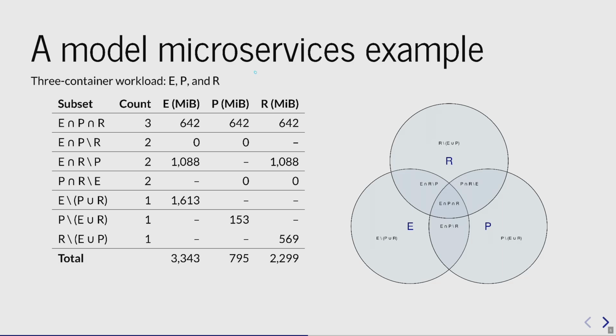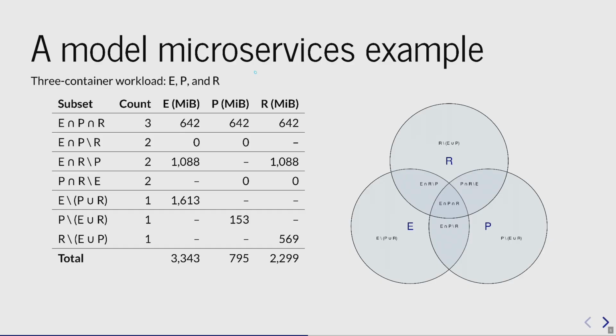So I'm going to provide an example of how this looks. So over here on the right, I've got an example Venn diagram of 3 container images. And we're just going to call them R, E, and P. And here, following standard set notation, in the middle we've got the intersection of E, P, and R. So that's the set of all Nix store elements across these 3 images.